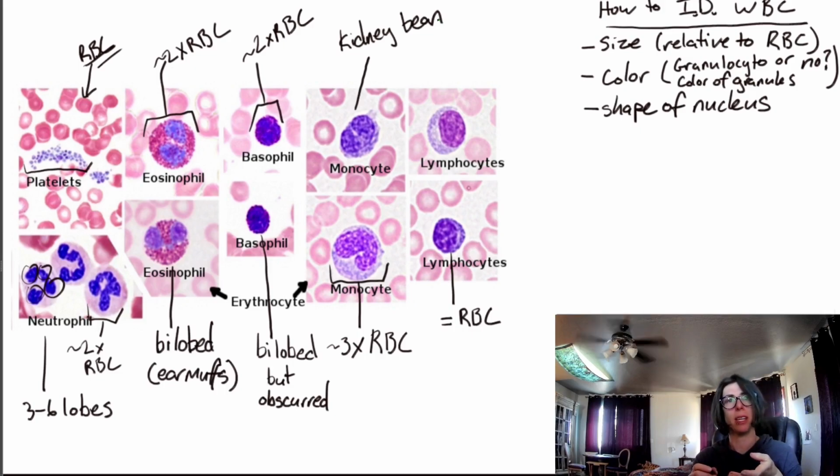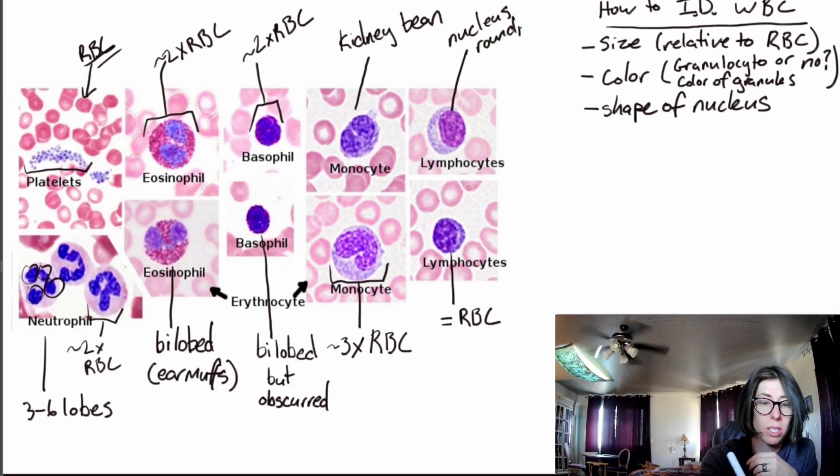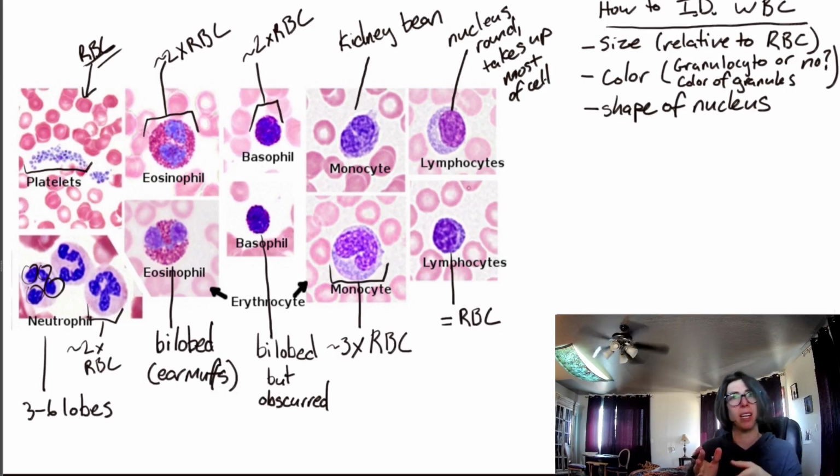And then the lymphocytes, not only is the nucleus a normal round shape, but it takes up most of the cell. Nucleus round, takes up most of cell. So the cytoplasm around the nucleus in lymphocytes looks like a crescent. Okay, so lymphocytes I think are the easiest to identify.